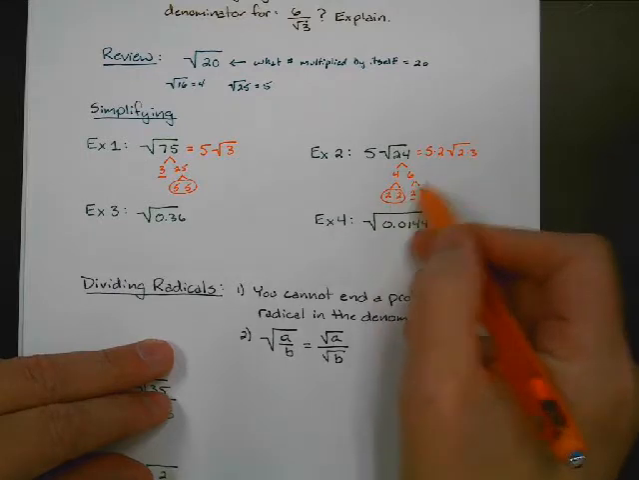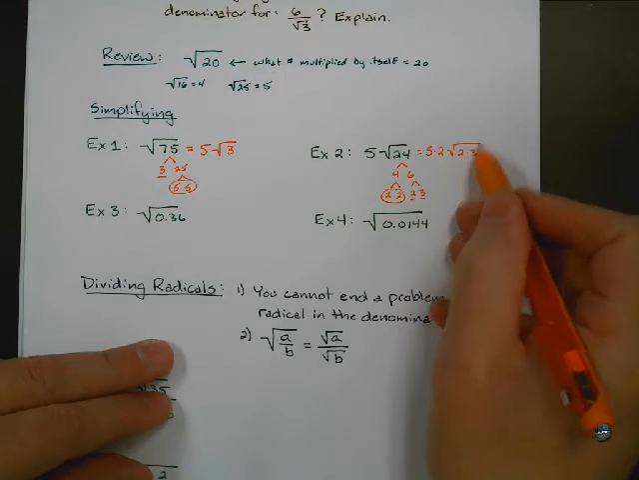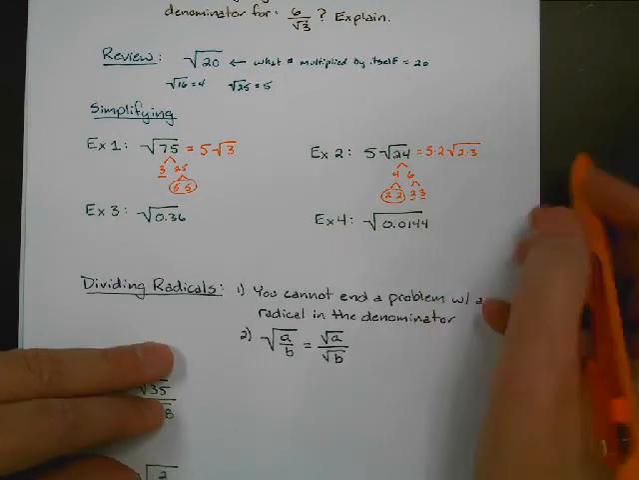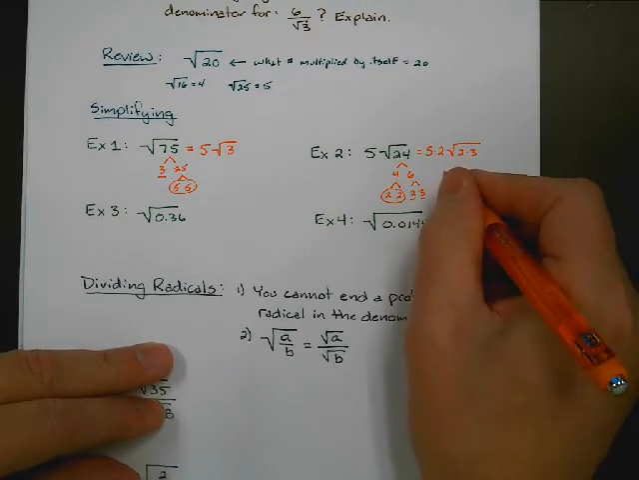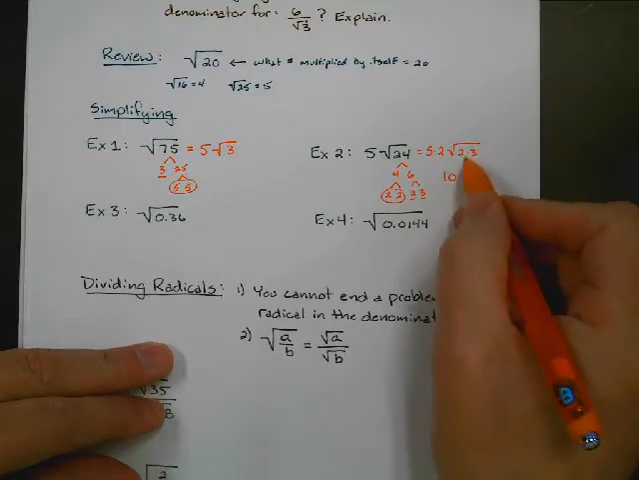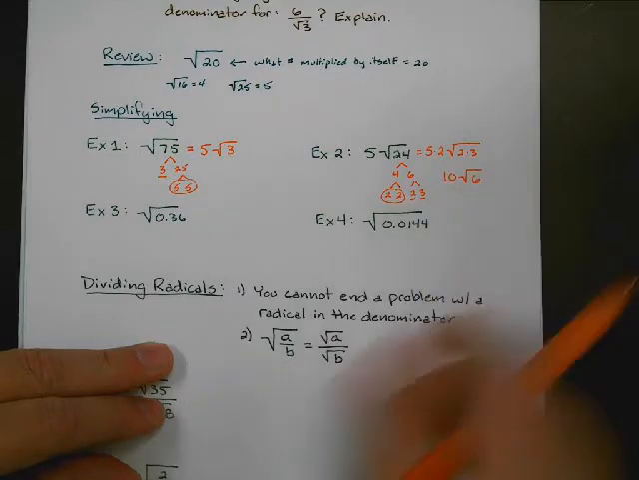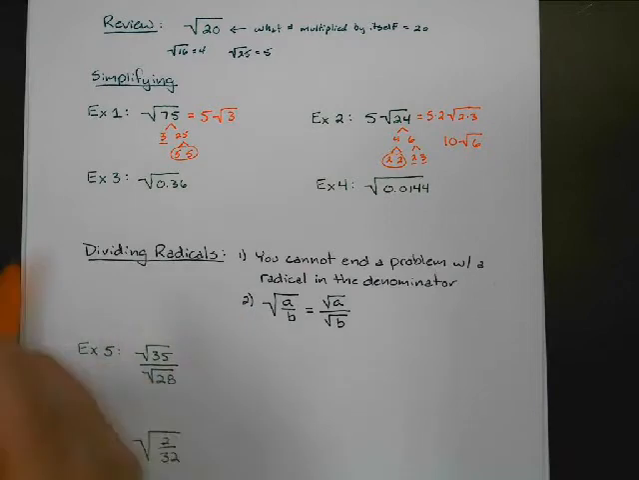Remember, these are all factors. They're all multiples of each other. So if I have multiple factors left over, I just multiply them and leave them inside. So this one finally gives us 5 times 2 as the coefficient, so that's 10. And then in the radicand, 2 times 3 gives us 6. So that would simplify to 10 root 6. So we want to take out all the perfect squares possible.